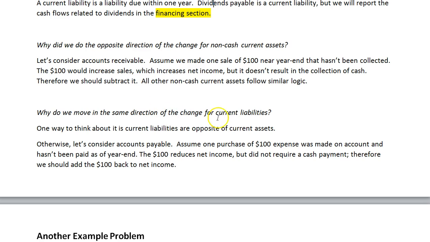Alright, why do we move in the same direction of change for current liabilities? One way you can think about this is that current liabilities are the opposite of current assets, right? So they're going to have the opposite rules, and that's what we see here. But we can consider an actual example. Let's consider accounts payable. Assume we made one purchase of a $100 expense. It was made on account and hasn't been paid as of year end, so it's still sitting in AP. The $100 expense, if it's already been consumed, will reduce net income, but it did not require a cash payment. Therefore, we should add the $100 back.